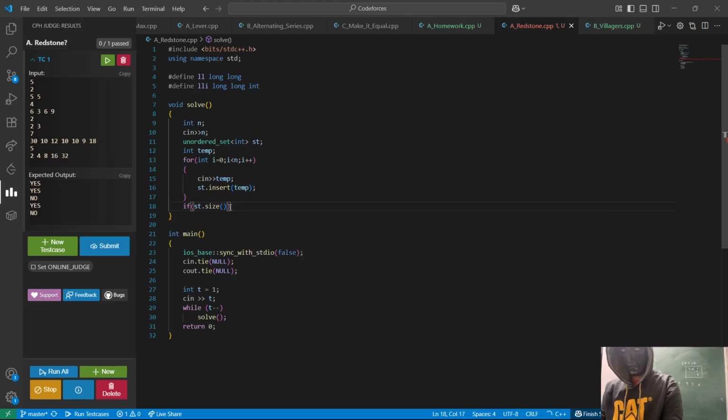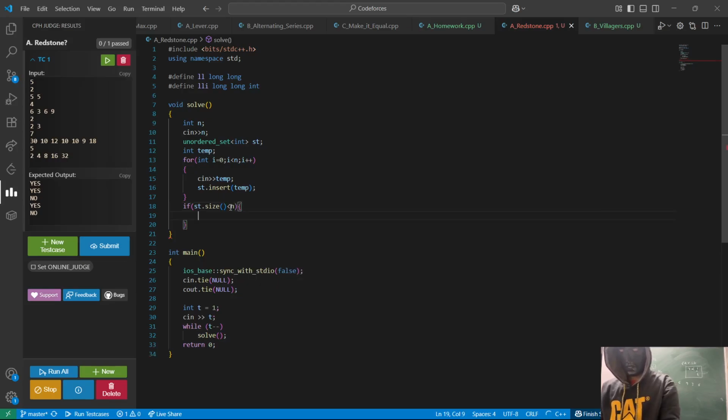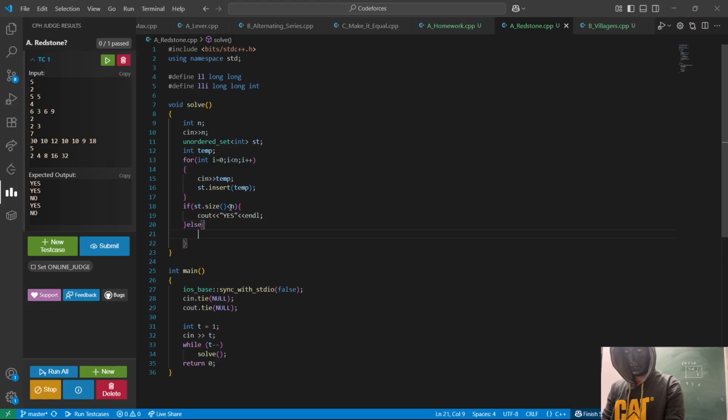So what you have to find is whether the set size is less than n, which means you have at least one integer which has repeated. In that case, you are able to make the rightmost gear rotate at 1 revolution per second. In order to do that, we'll basically take the same integer, let's say 10 comma 10 or 5 comma 5 or 6 comma 6, and place them at the leftmost side and rightmost side. So in this case, you'll have to output yes, else you'll have to output no.